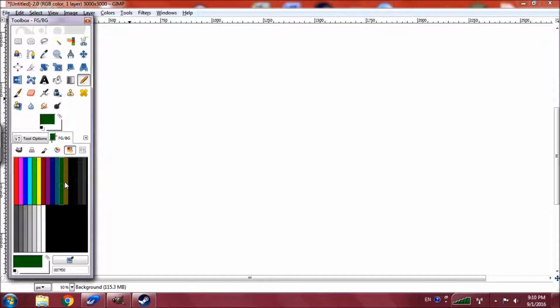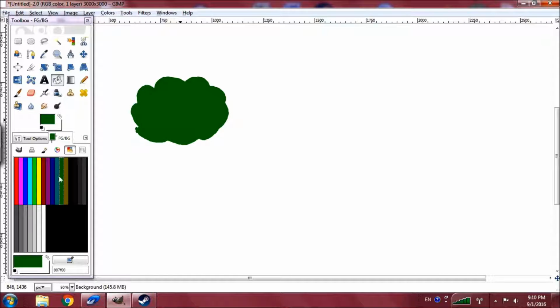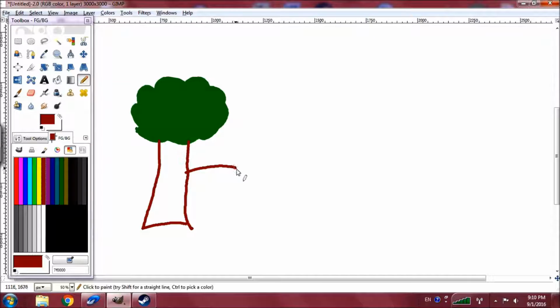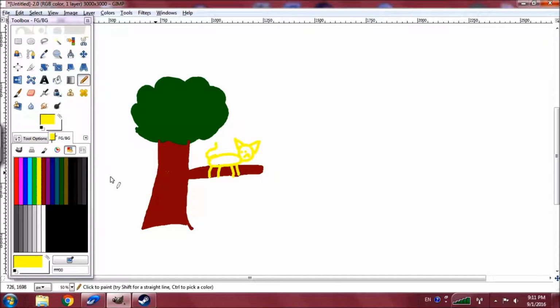Alright, for question 2. Your cat is stuck on a tree. So that's going to be the treetop, and this is going to be your tree trunk, and this is going to be your branch. That's weirdly long. Alright, so your cat's going to be yellow. It's clinging to the branch for dear life. And it is 6.5 feet above the ground.